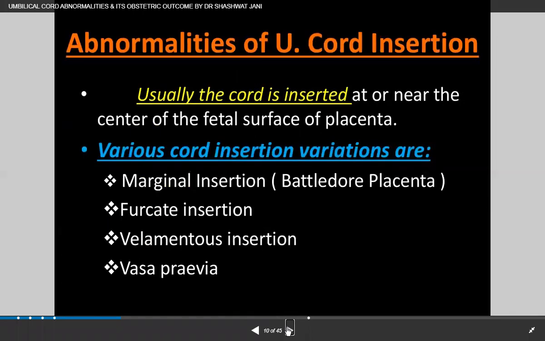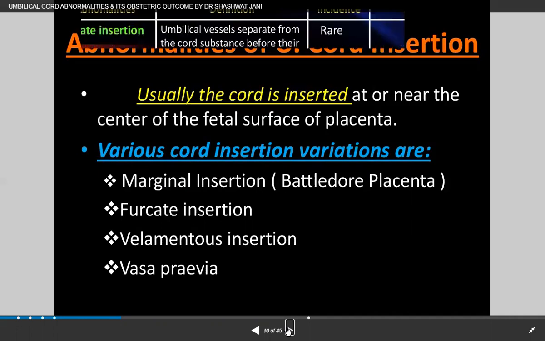Then abnormalities from the cord insertion. Normally the umbilical cord is inserted at the center of the fetal surface of the placenta. We know that the placenta has two surfaces, the fetal surface and the maternal surface. The various cord insertion variations are marginal insertion, Battledore, Furcate insertion, Velamentous insertion, and Vasa previa. So these are the different varieties of insertion.